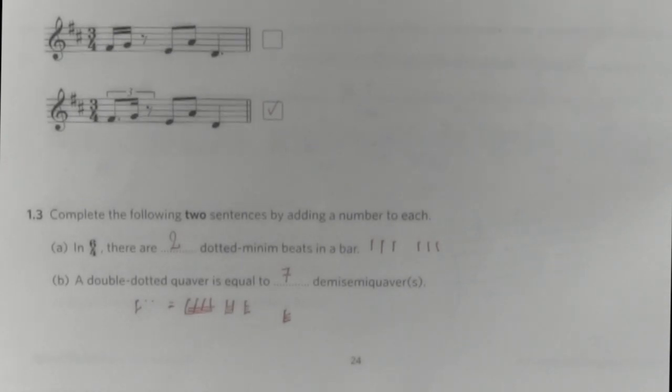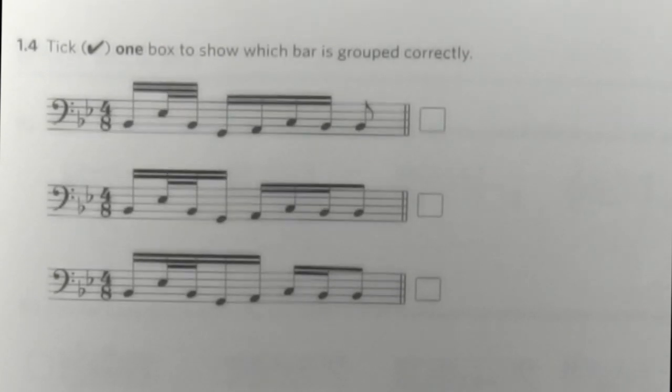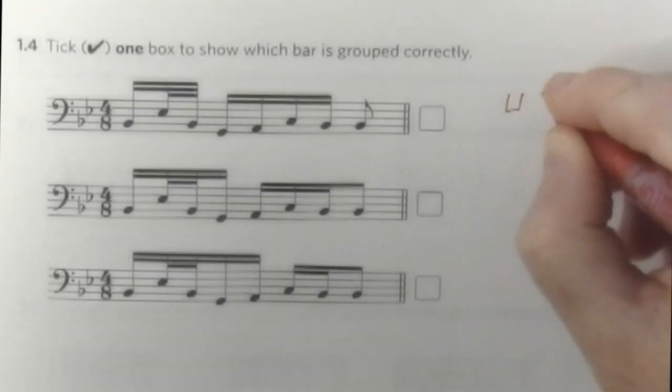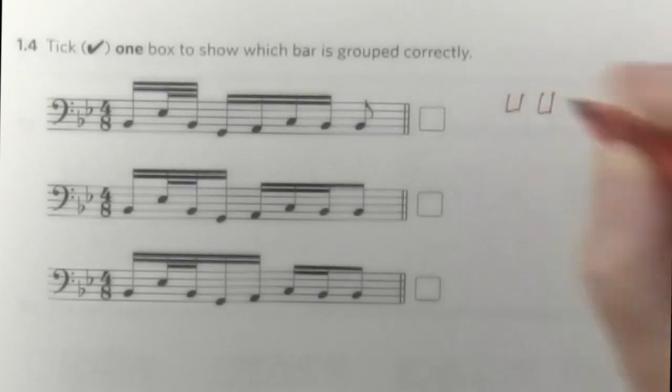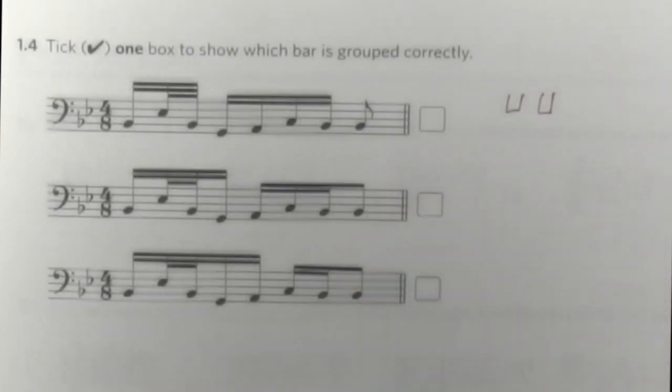Next question, very quickly. We need to tick one box that shows the bar correctly grouped. First of all, as ever, we start from the time signature. 4/8 is a simple time, 2 plus 2 quavers, where we need to see the half of the bar here. Where we don't see this, wrong.